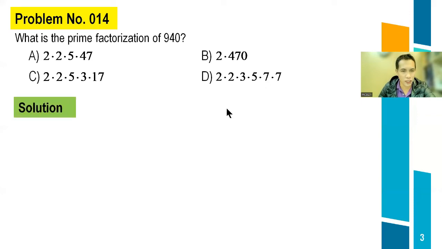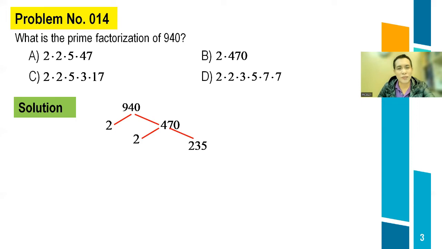For the solution, if we check the given choices, we can eliminate letter B because 470 is not prime. It's a composite number. We have 940. We divide that by 2, which is the smallest prime number. So 940 divided by 2 is 470. And 470, we can divide also by 2. That's 235.